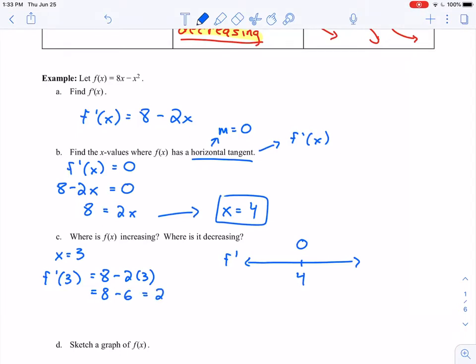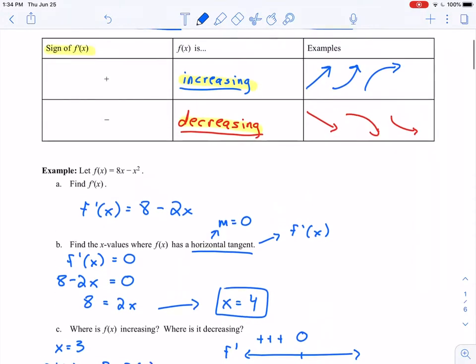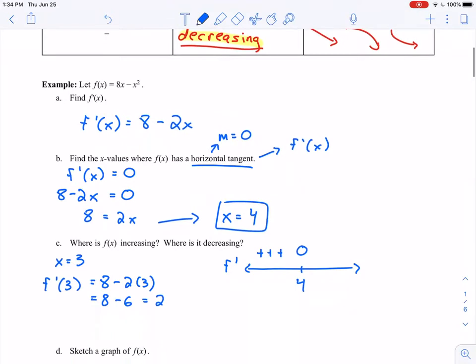The number itself is not terribly important. What's really important is the sign of that number. Here I have a positive 2. So what does that mean? That means I have a positive on the left-hand side of 4, which, what does that mean? We said if f prime had a positive sign, then our function was increasing. So on my number line, I'll put these little plus signs right here, but I'll also put a little increasing line. I think that's really helpful.